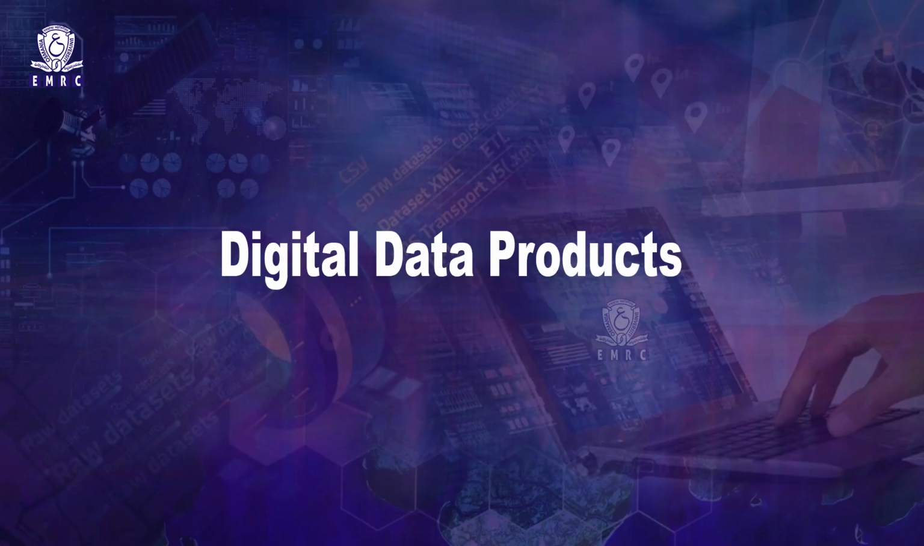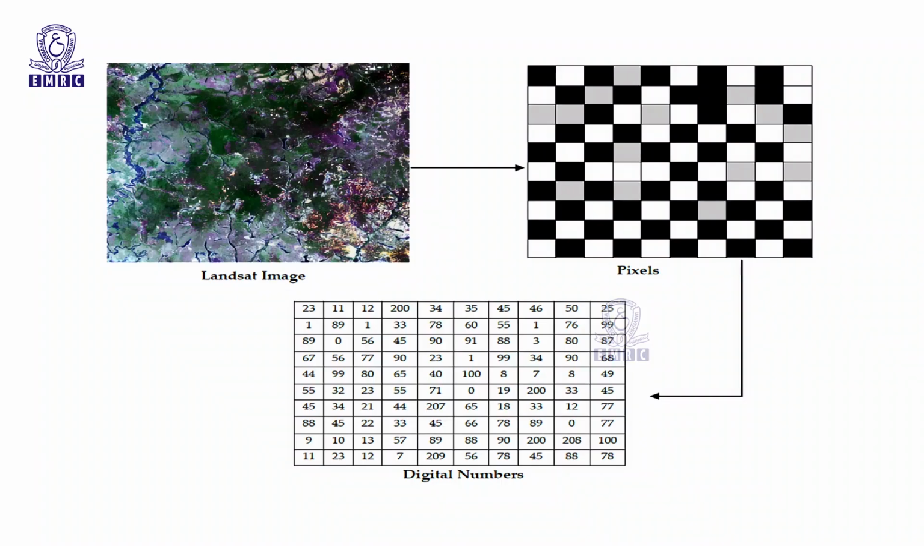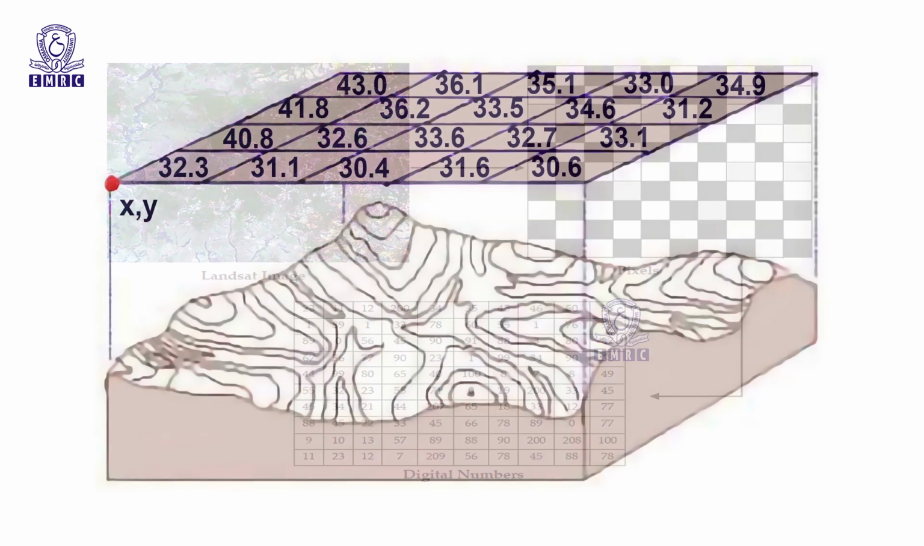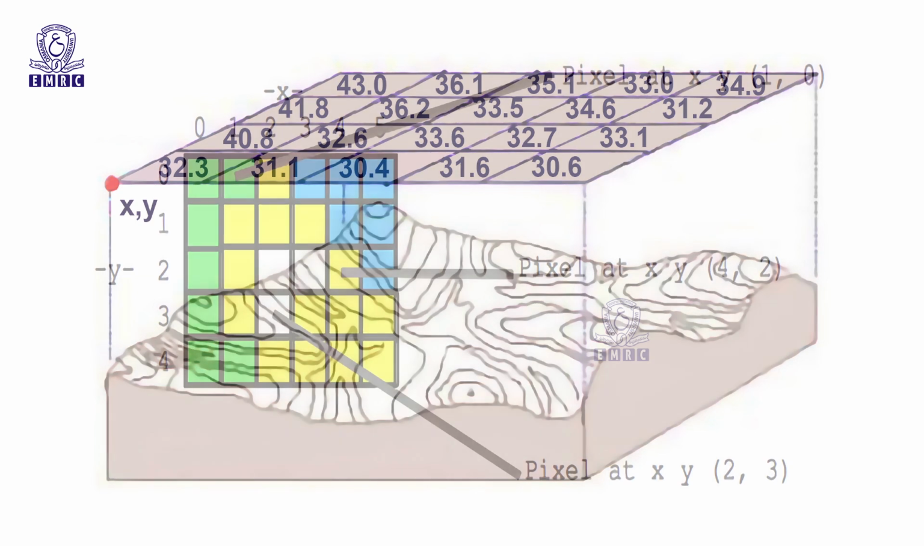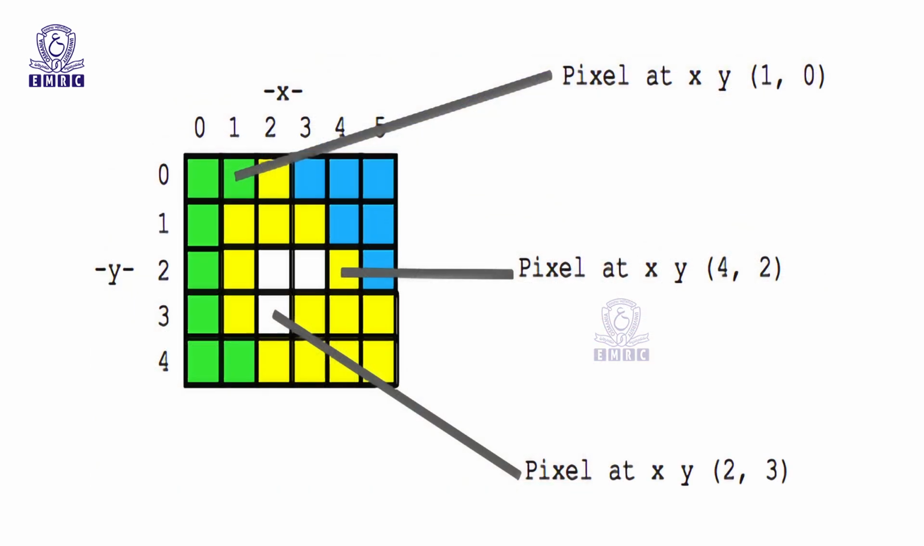Digital data products. The digital data products give information in the form of an array of small cells having quantitative values, which is a function of the electromagnetic energy radiated from all objects within the field of view.